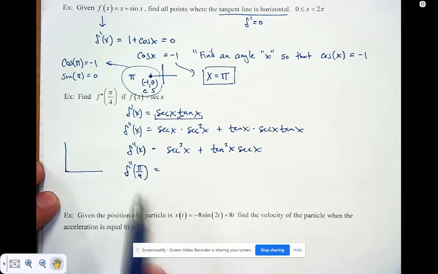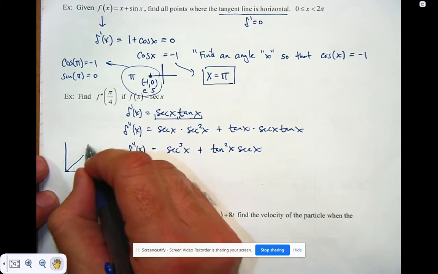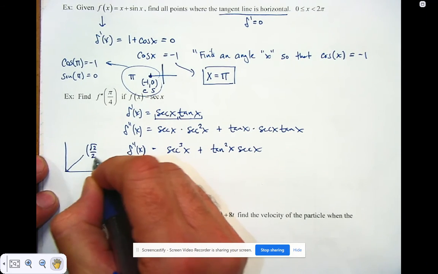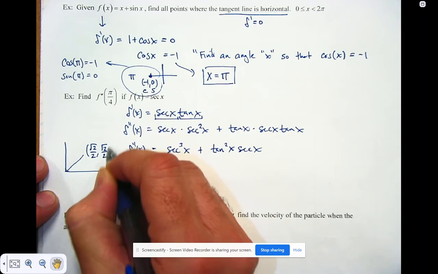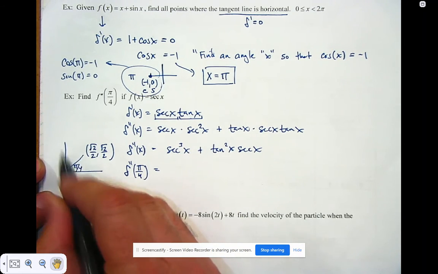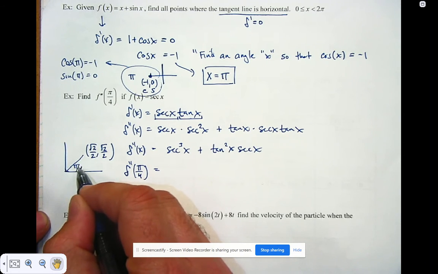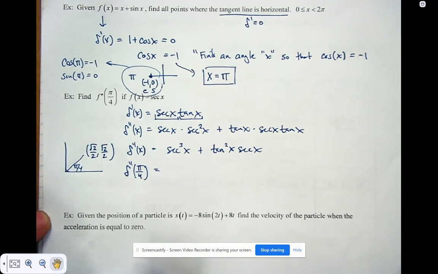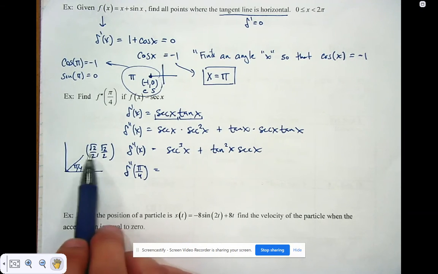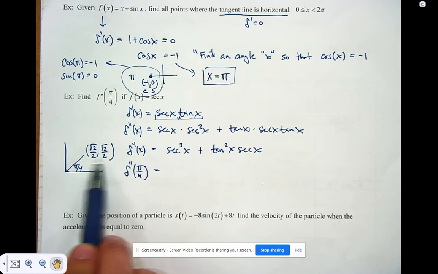Pi over 4 radians is the same as 45 degrees. On the unit circle, all of those values are the same. Sine and cosine are always the same at 45 degrees, right around here, here, down here, and down here. Not 45 degrees, we call it pi over 4 radians. All that changes is sometimes one's positive and one's negative. Like down here, I'd have to go right and down, so x is positive, y is negative. But in this case, they're both positive.